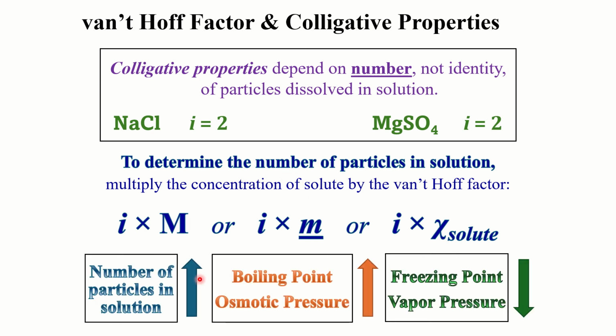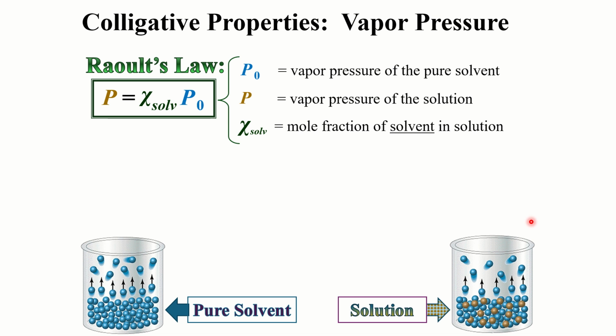So as the number of particles in the solution increases, 2 of those properties we mentioned will increase, 2 will decrease. Boiling point and osmotic pressure will increase as the number of particles in solution increases. Freezing point and vapor pressure will decrease. And we're going to break down the reasons why when we get to each of these properties. We're going to start with vapor pressure.